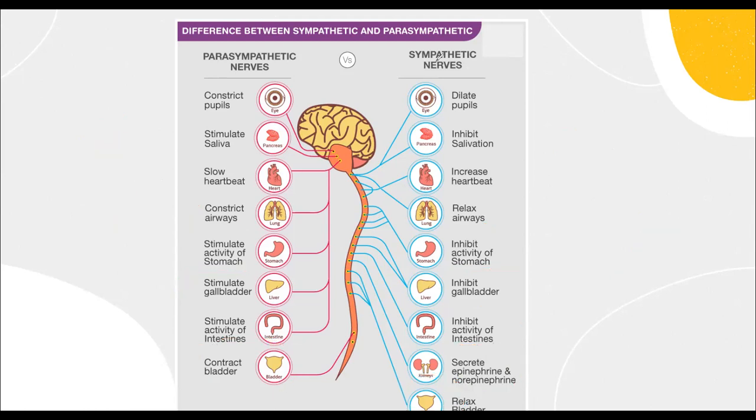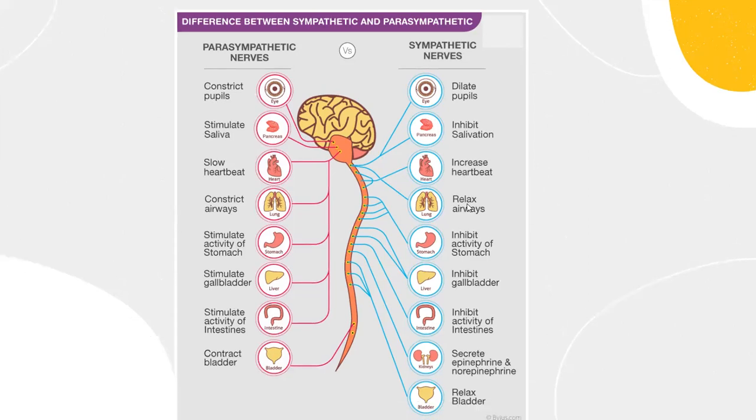This is the major difference between the parasympathetic and sympathetic. Basically, this is just telling you what are the activities that will happen in a parasympathetic scenario and the activities that will happen in a sympathetic scenario, with respect to the nerves.